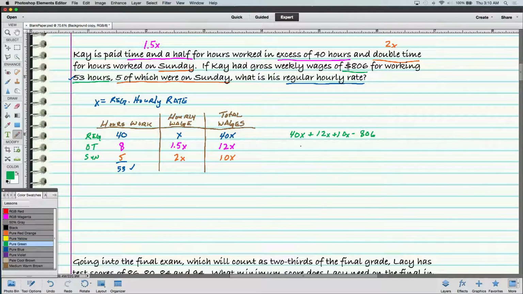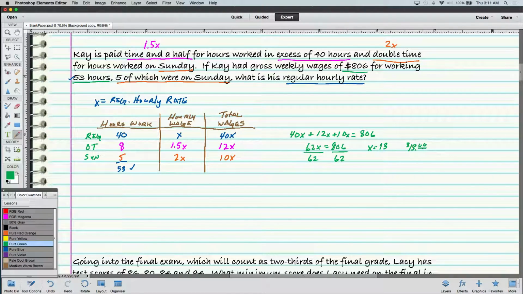Going to solving the equation now. Our next step, well, all we have are common terms on the left side here. 40x plus 12x plus 10x. That is going to give us 62x equals 806. And our last step, divide by 62. And typing that into the calculator, we're going to get 13. So K makes $13 an hour.